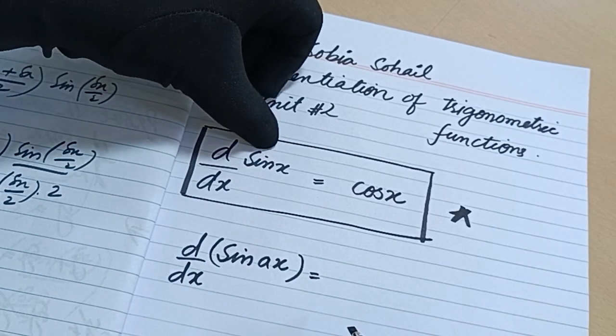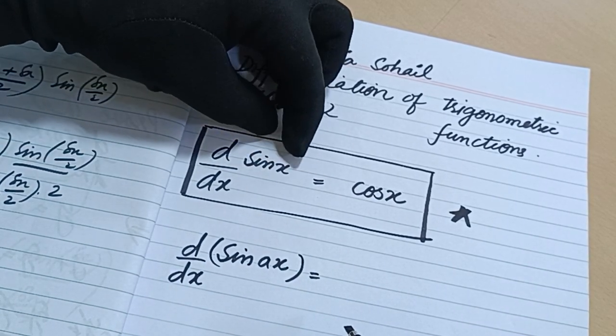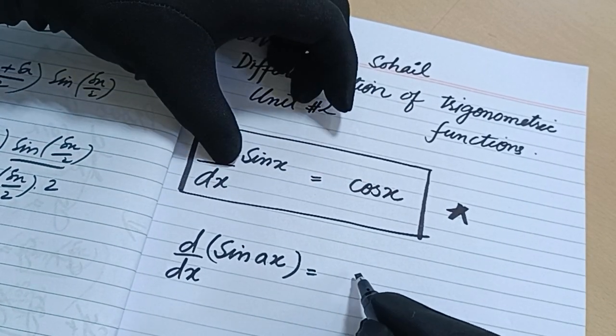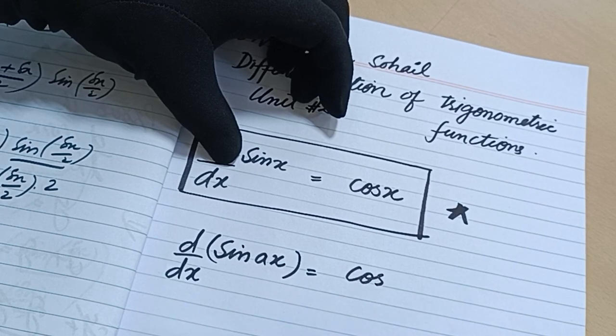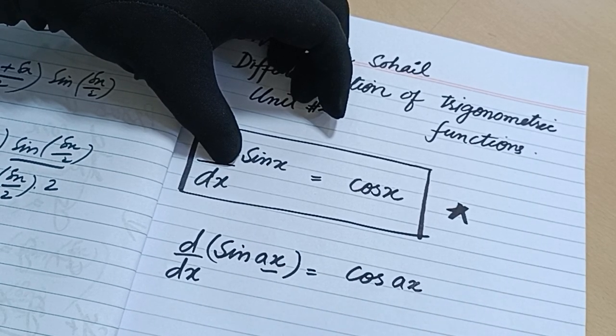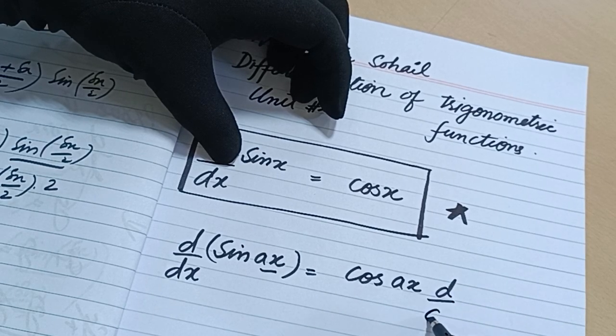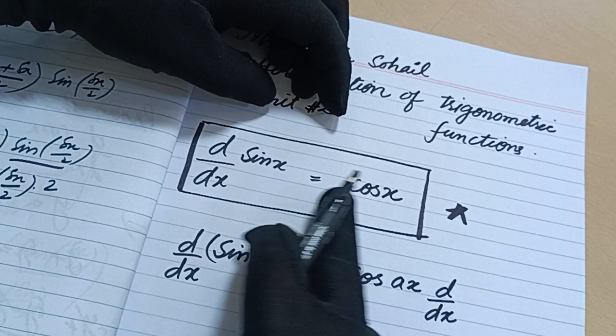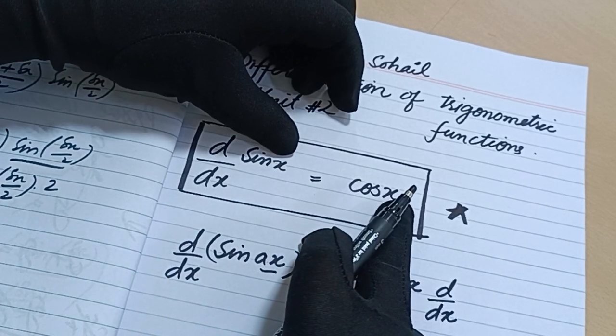The derivative of sine is cos. Sine of angle, derivative is cos of angle. So write down its derivative, cos of angle. What is the angle? ax. Now you have to take the derivative of the angle. Why are we not taking it when we are doing it directly? Because the angle is x, so the derivative of x is only 1.